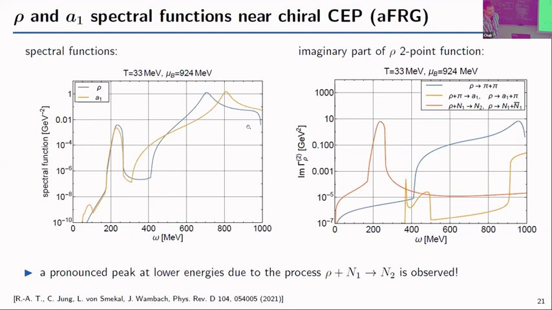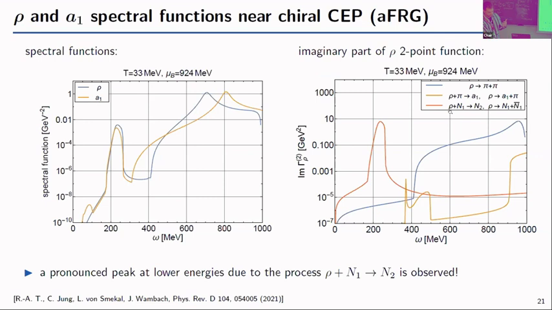So we computed the spectral functions at the chiral critical endpoint, which corresponds to these values in temperature and chemical potential here. And aside from a progressing restoration of chiral symmetry and degeneration of the spectral functions, we observe a very interesting peak here at the lower energies for these calculations, at about 200 MeV, which is due to the process, as you see here on the right, when looking at this imaginary part of the two-point function, again due to the process of N-star resonance production.